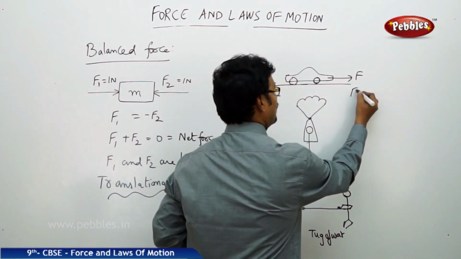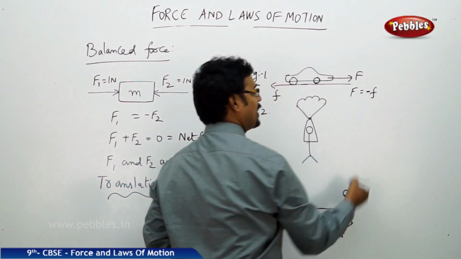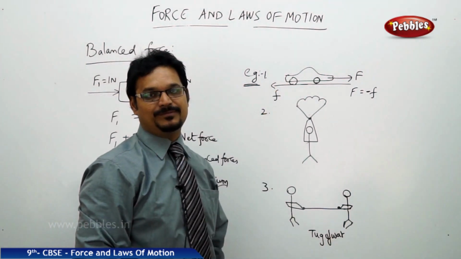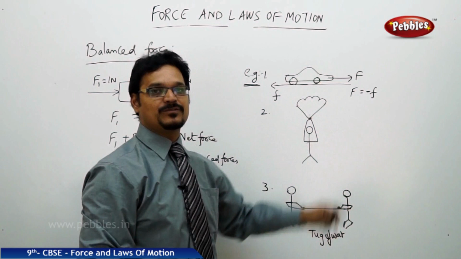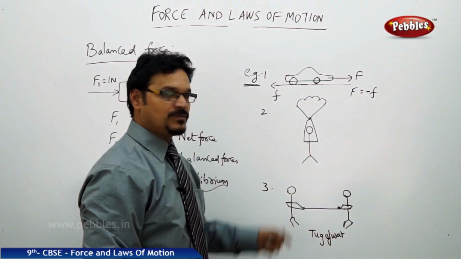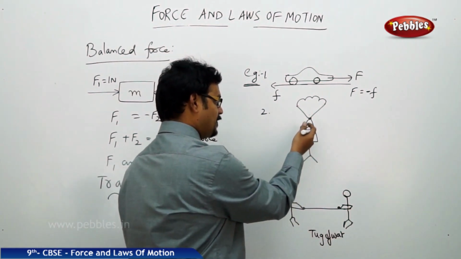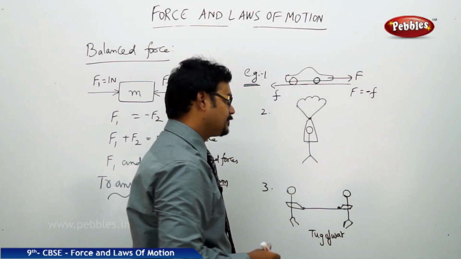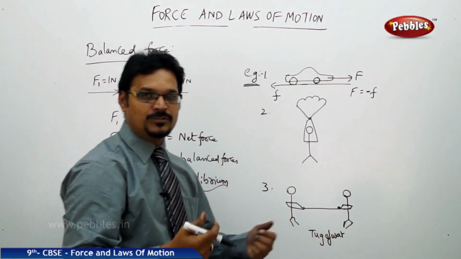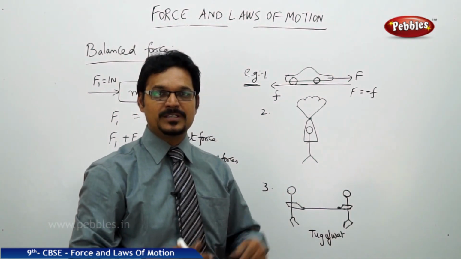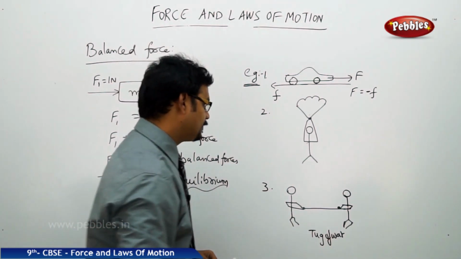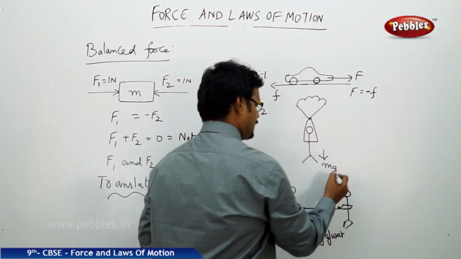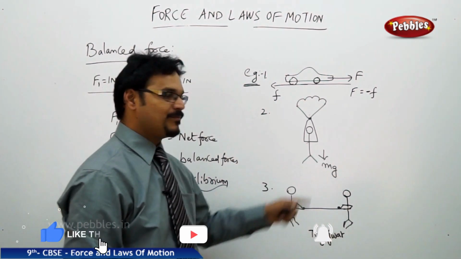Whenever capital F equals minus small f, then we can say the car is in uniform motion, and capital F and small f are balanced forces. Now in this situation, a person with a parachute is falling towards the earth in the air. This person has weight, which is mg. We will discuss later how we got mg here.